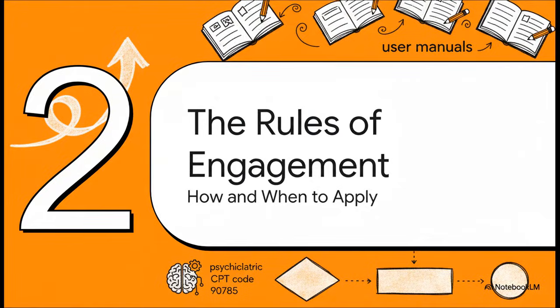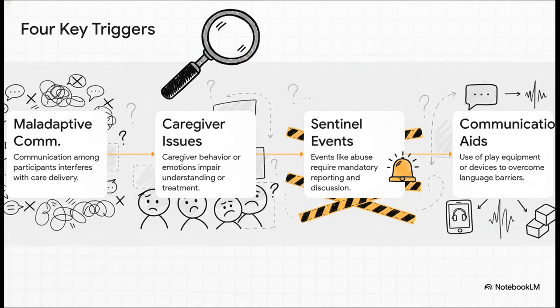All right, so we get it, it's an add-on, great. But when do we actually use it? Let's dive into the specifics, the rules of engagement, if you will. As a coder, you've got to know these inside and out. This is your playbook. And what's so cool here is how specific the rules are. You can't just slap this code on because a session felt difficult. Nope. The documentation from the provider has to spell out at least one of these 4 situations. Think of yourself as a detective. You're reading the notes, looking for the clues, the evidence that one of these triggers was present.